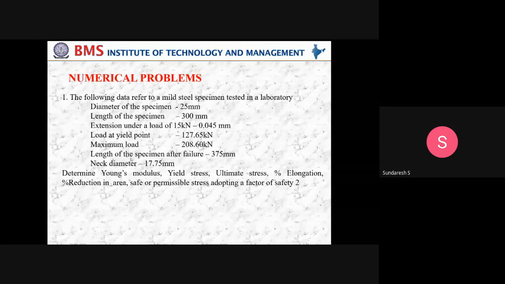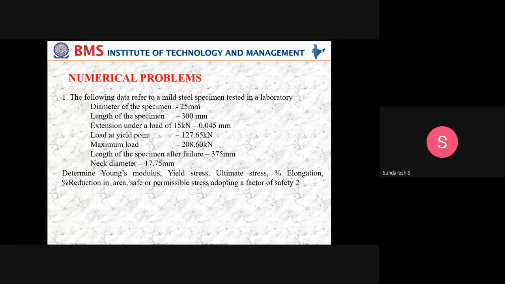Next thing is the length of the specimen after failure, in the sense the final length, it is 375 millimeter. Neck diameter, that is the diameter at the neck. We will take the neck diameter as the final diameter, because final diameter is not given here, which is equal to 17.75 millimeter. Be careful with the units over here. Everything is in millimeter, nothing to worry. If they change the units to centimeters and meters, be careful converting everything into millimeters and solve the problem.